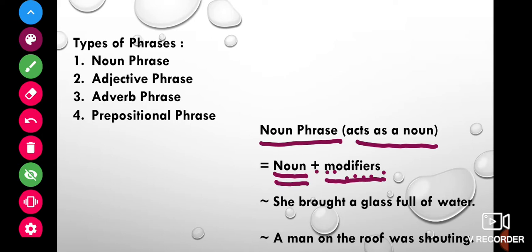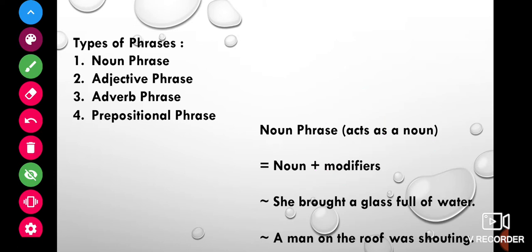Modifier gives some more information about the noun or it modifies the noun. So remember, noun phrase will start with a noun and then it will have some words which will give us some more information about the noun. So let us see the examples.